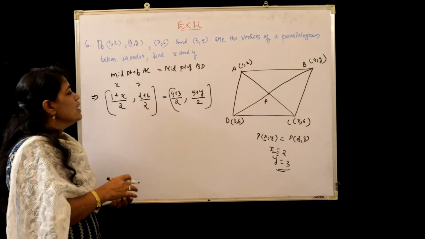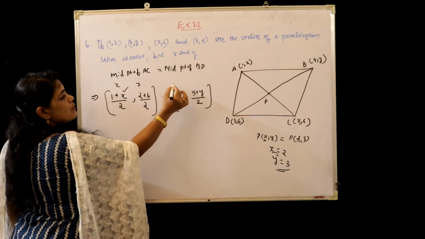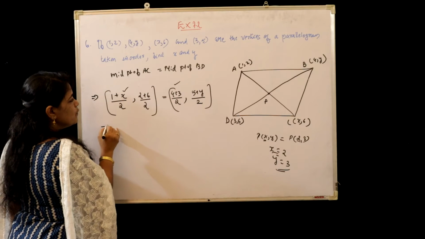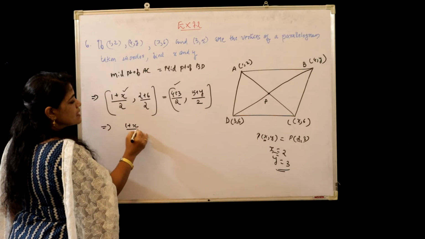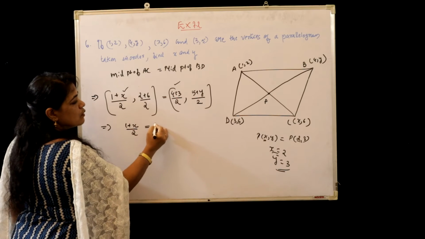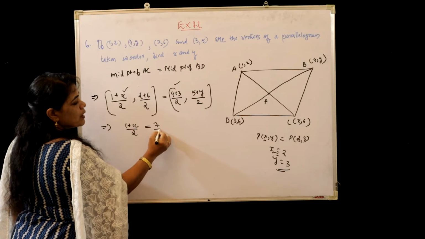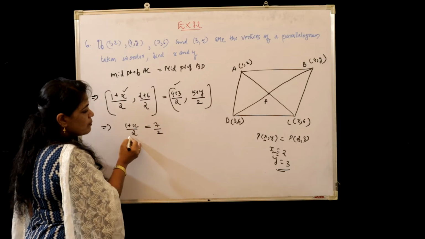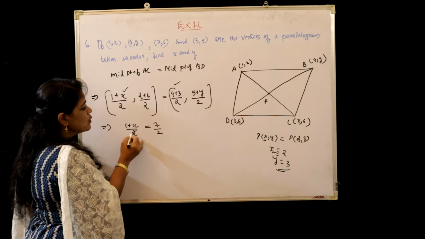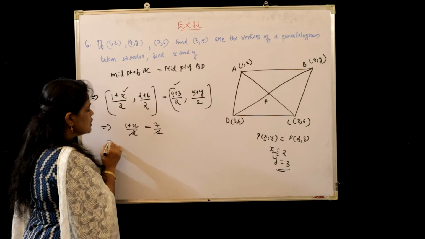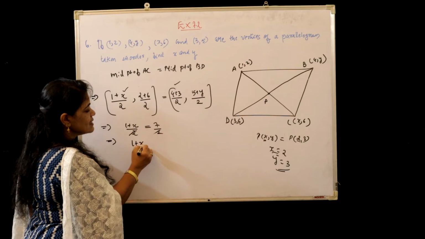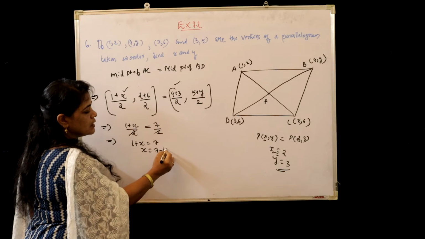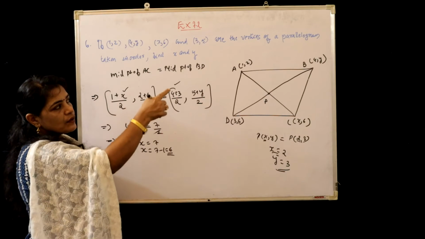The same way, you can equate the x values of both midpoints. You will be getting (1 plus x) by 2 equal to (4 plus 3), 7 by 2. And see children, the 1 by 2 cancels from both sides. So this will be 1 plus x equal to 7, or x is equal to 7 minus 1, that is 6. So we got the value of x.